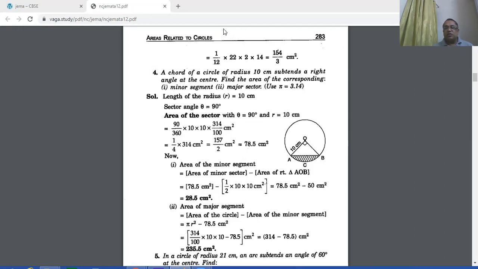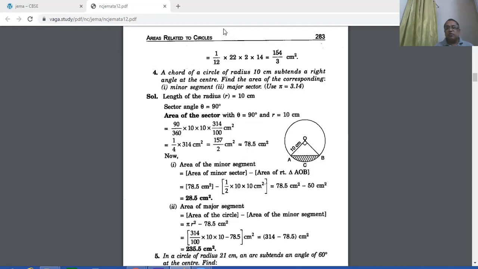Now here they have asked us to find the area of the major sector. So minor segment we have taken out, major segment we have also taken out, although it's not asked, but this is just to explain how it is taken. Now if I want to find the major sector, this part is your major sector. So area of the major sector, we will use the same formula pi r square theta by 360.